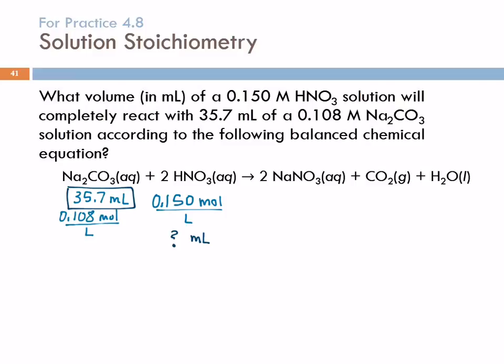So what we're going to do is we're going to be starting with milliliters of sodium carbonate. And we want to end up with milliliters of HNO3. Somewhere in between, we're going to have moles. Moles of sodium carbonate to moles of nitric acid.